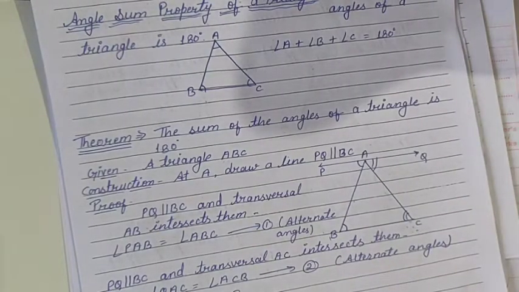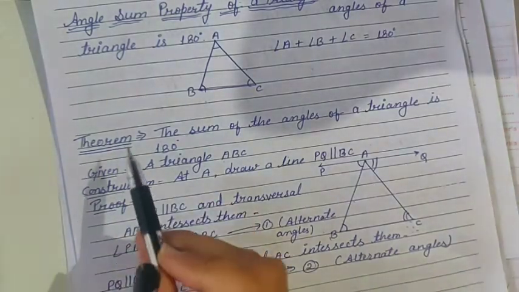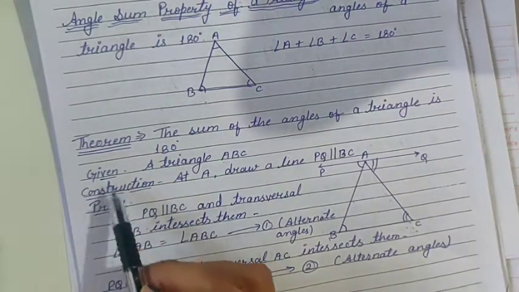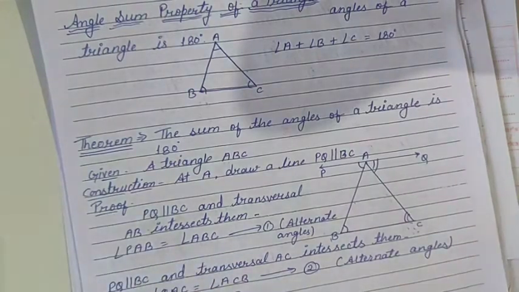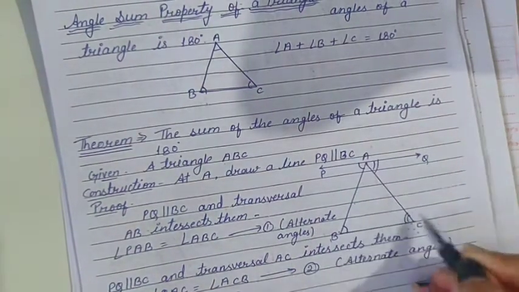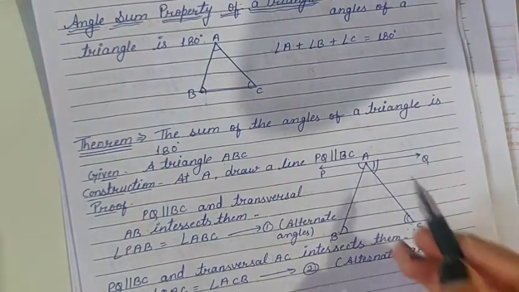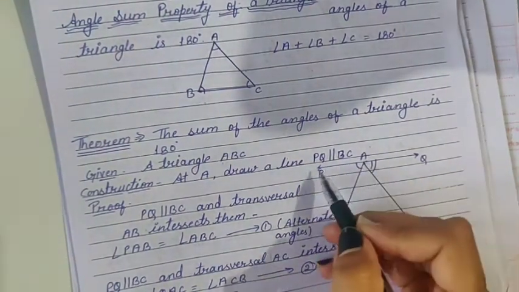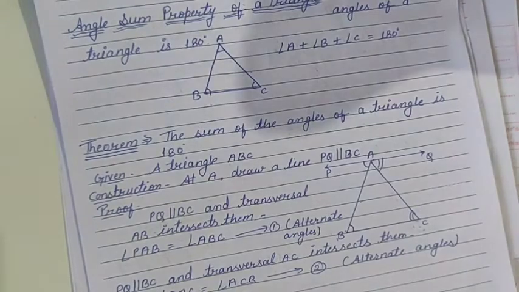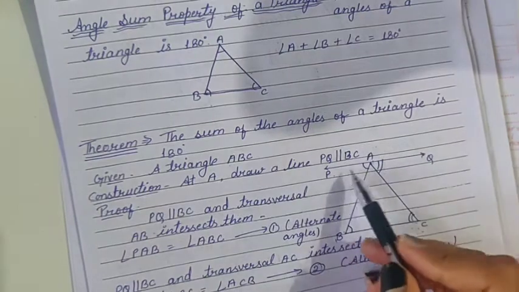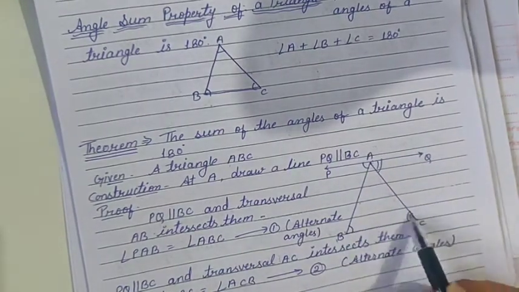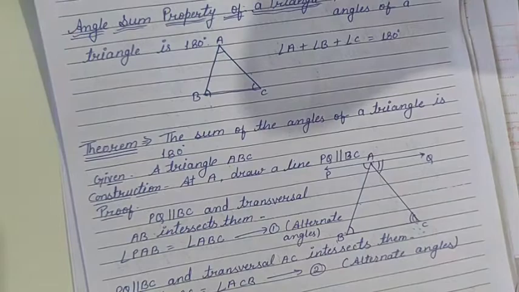So this is the process to prove a theorem: firstly we will write the theorem, then what is given, and after given we will write construction. It means what we construct to prove this theorem, and after that we will do the proof. So given a triangle ABC. Construction: at point A we draw a line segment PQ that is parallel to line BC. We will draw a line PQ which is parallel to BC, and BC is a side of this triangle.